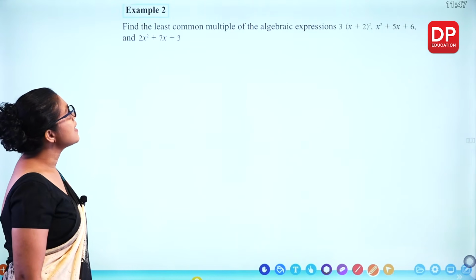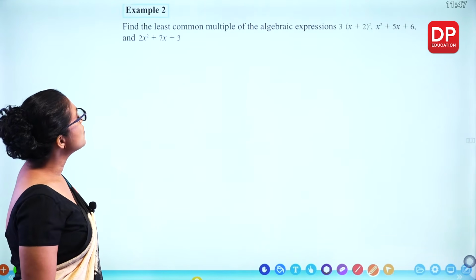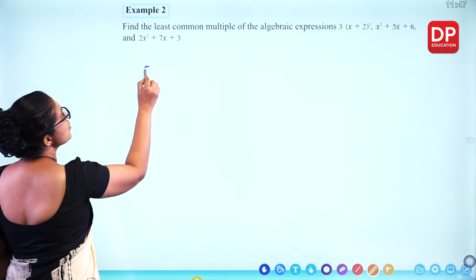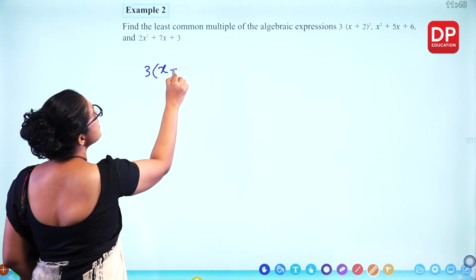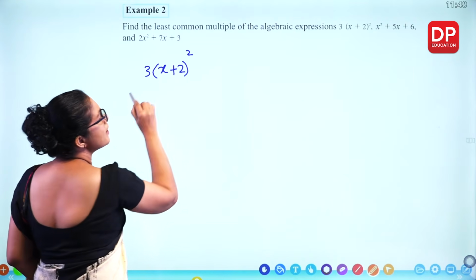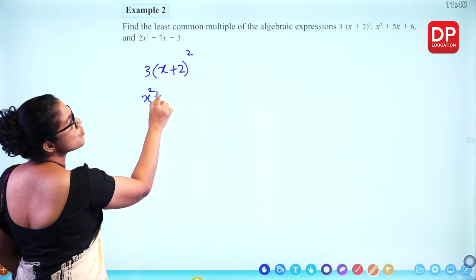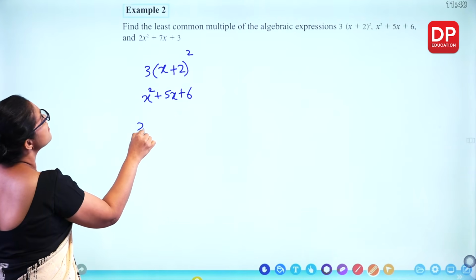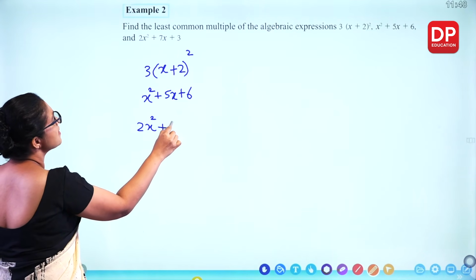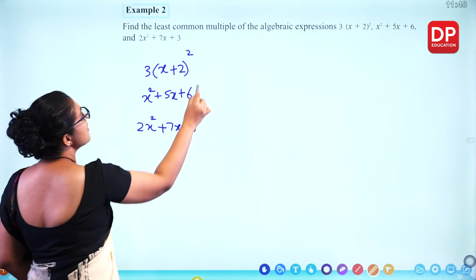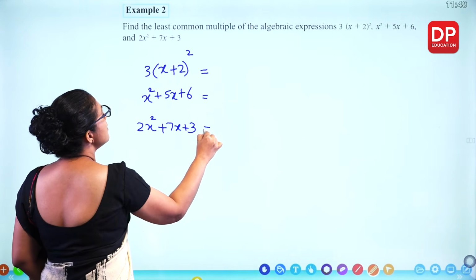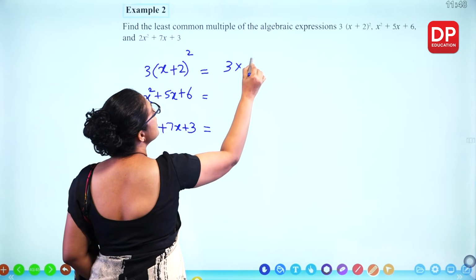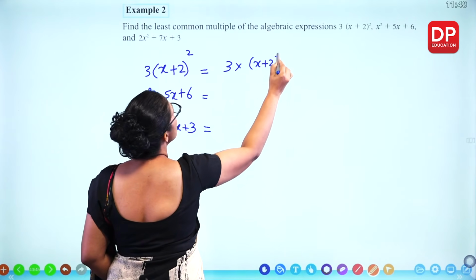Now we'll look at example number 2. In this one it says, find the least common multiple of these 3 expressions. So we'll write down first (x + 2) squared. The other expression is x squared + 5x + 6. The third expression given is 2x squared + 7x + 3. So this one, the first one is already factorized. So you can write 3 times (x + 2) whole thing squared.